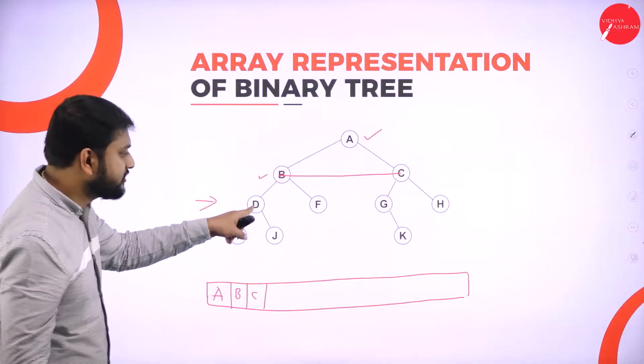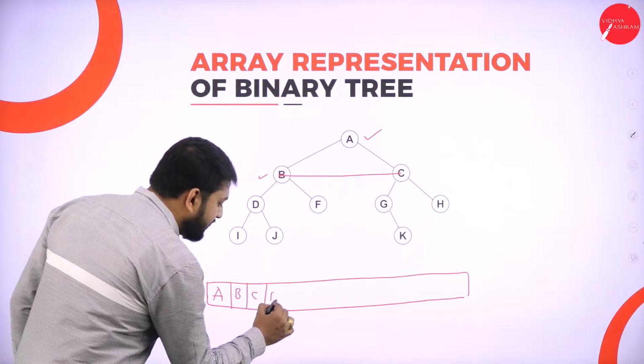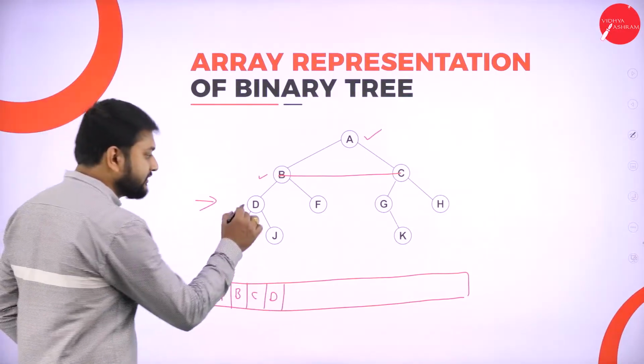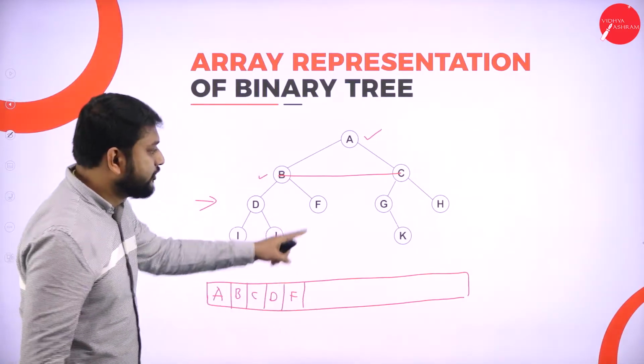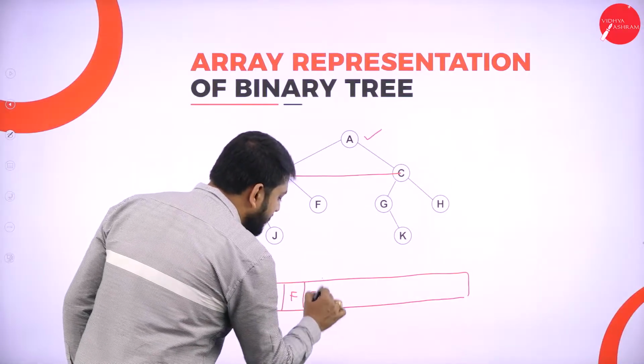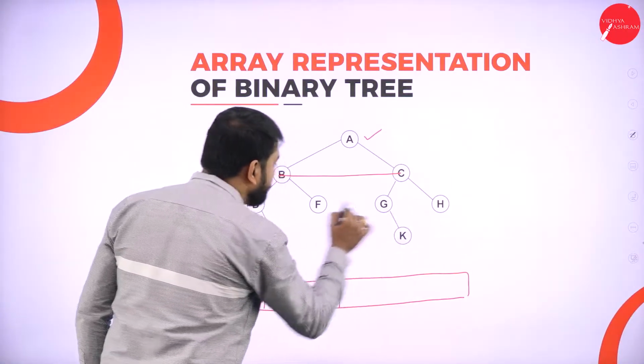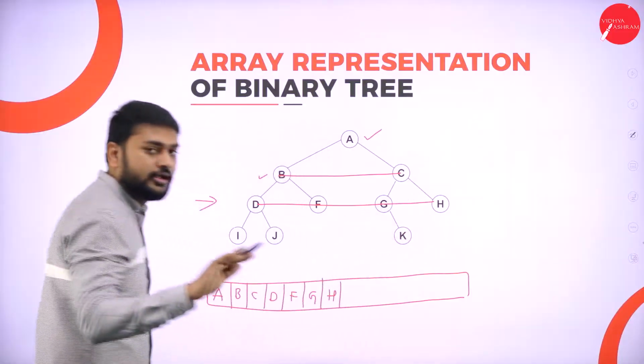Next part, what I have is this. What do I have in this level? I have D, so I have written D. Then next in this level, I have F. That's what you need to write. And then in the same level, I have G and then I have H. Observe here, this level is done completely.